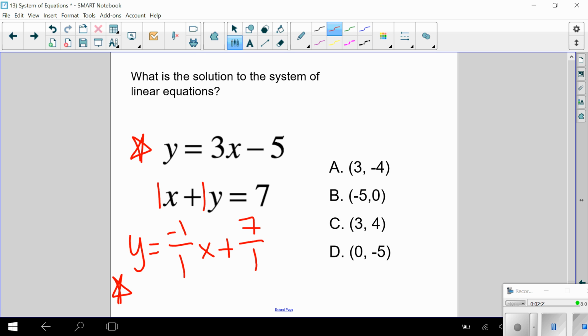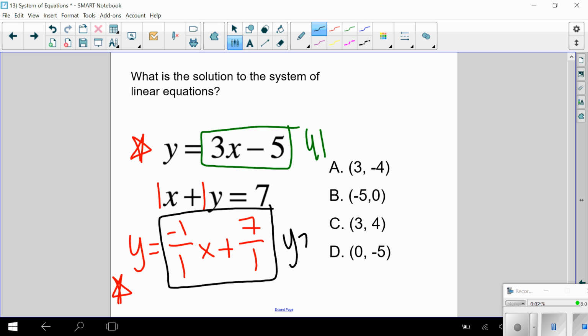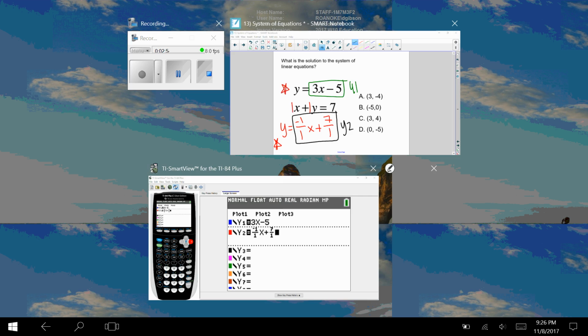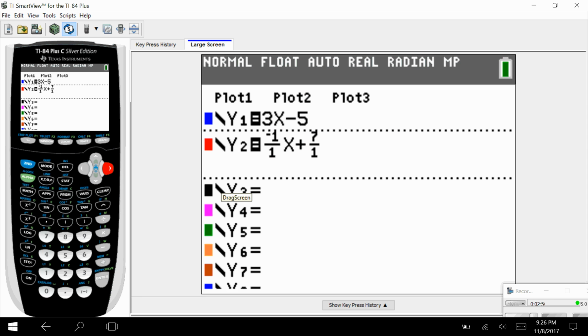So what I need to do is plot them into y1 and y2 and find the intersection. Let's go ahead and plug those into the calculator. So in y1 we have 3x minus 5, and in y2 we have -1 over 1x plus 7 over 1. The nice thing about our calculators is we can plug it in just like it looks. We don't have to simplify it. If you wanted to simplify it, you could, but you can also just leave it exactly like it is.